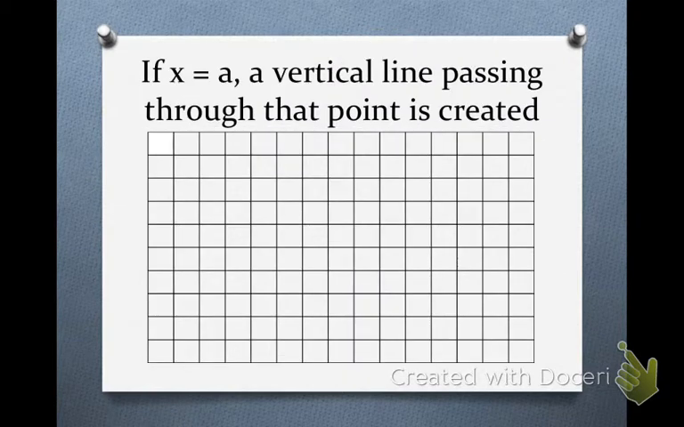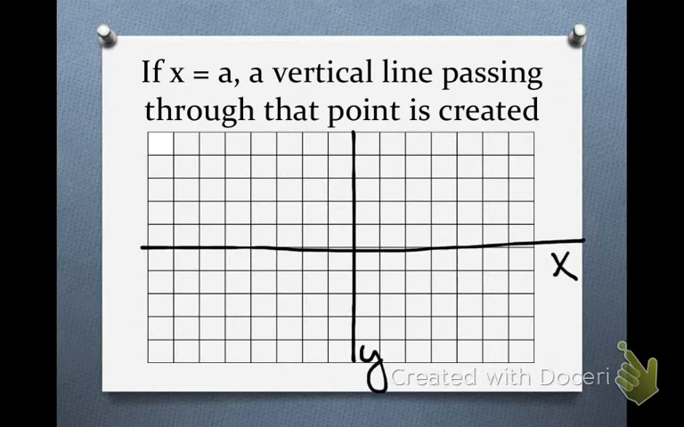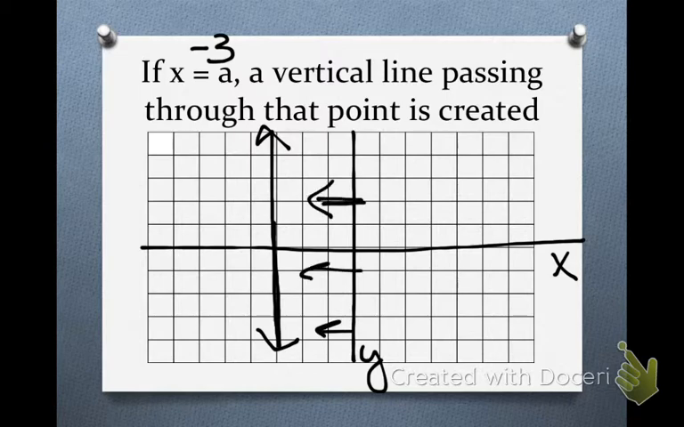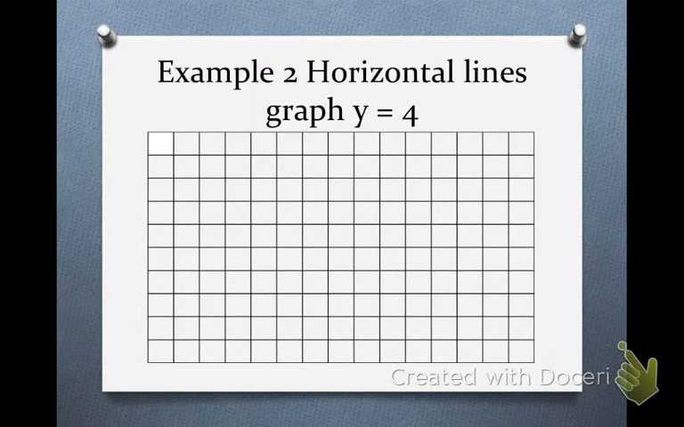What if x equals a number? So let's draw a coordinate plane again. I'll try to keep on the lines this time. Here's my x, here's my y. Let's say x is -3. So I go to where -3 is on my x. So that means no matter what, x can only be -3. Y can be many different numbers. I can have many different y's. But x has to stay at -3. Therefore, I've created a vertical line along that point.